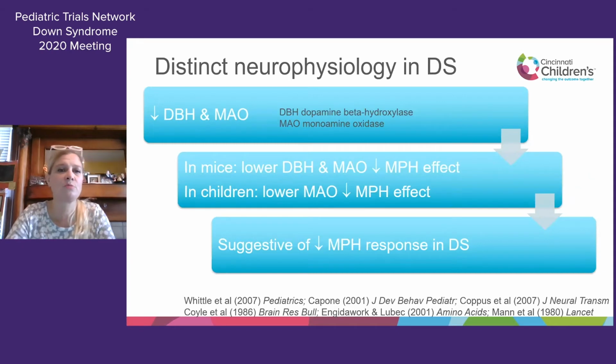Further, kids with Down syndrome also have decreased dopamine beta hydroxylase and decreased monoamine oxidase. What this shows up as in studies of mice is that when mice have those lower levels, the methylphenidate response is reduced. In typically developing children, those that have lower monoamine oxidase also have reduced effects of methylphenidate. So again, these findings altogether are suggestive that in kids with Down syndrome, the effect of methylphenidate might be reduced.